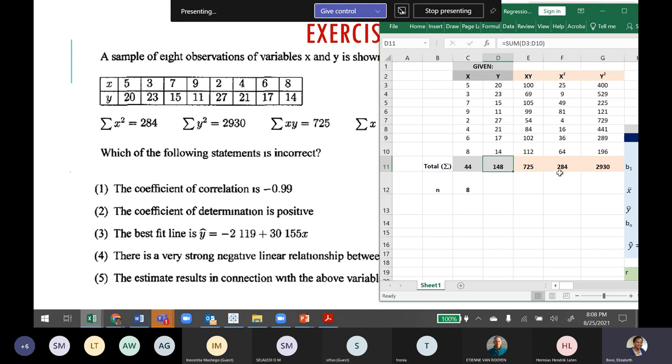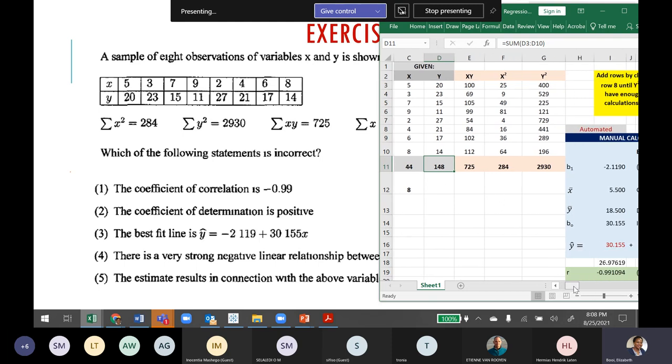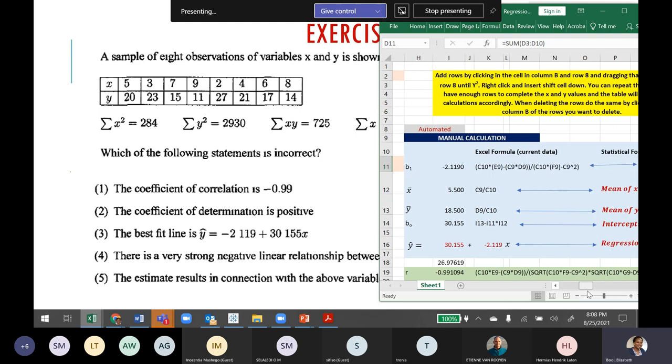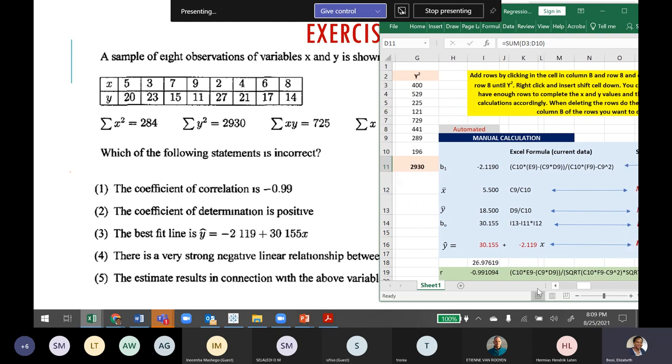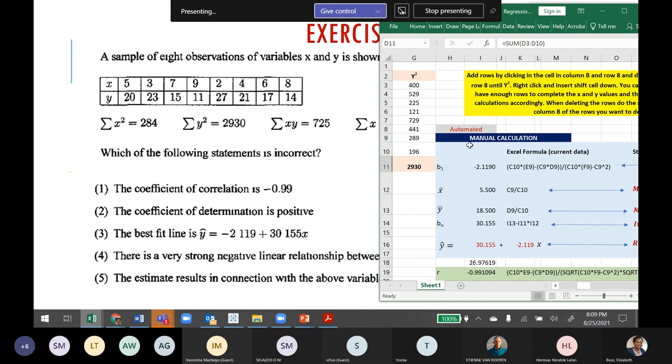Just to double check my values, X squared is 284. I do get 284. Y squared is 2930. I do get the same. XY is 700. So I get the same values. Once you have captured all your values, you can just scroll to the left or to the right. And there are your values that you can use, and you can just choose which one is incorrect.